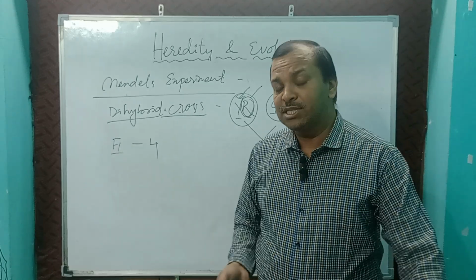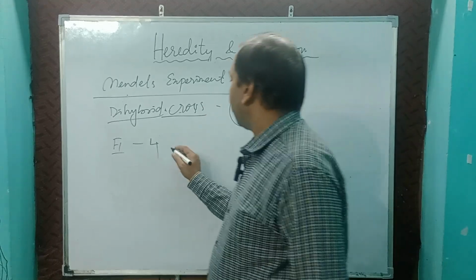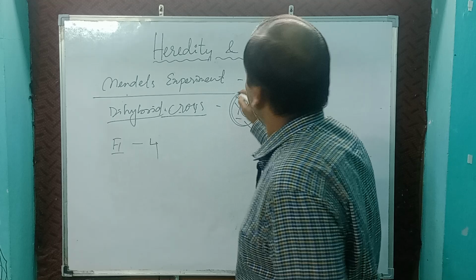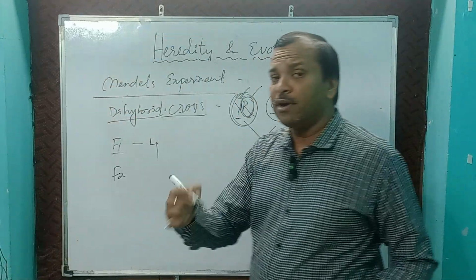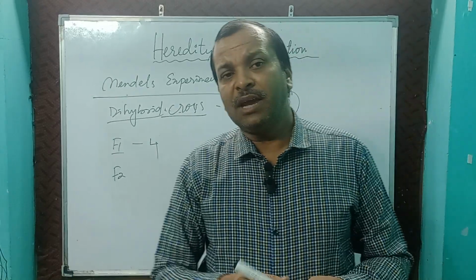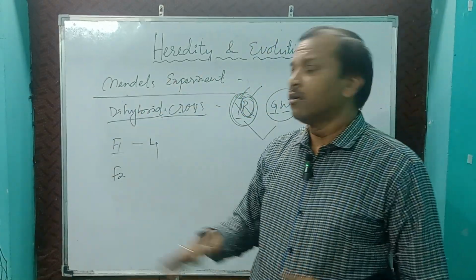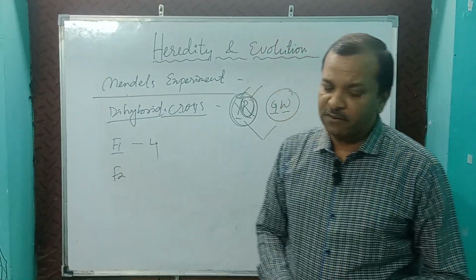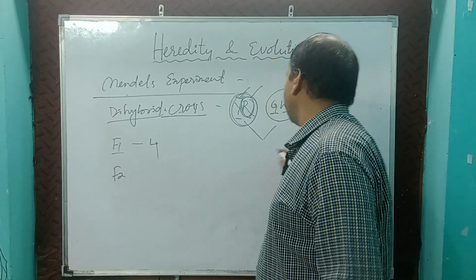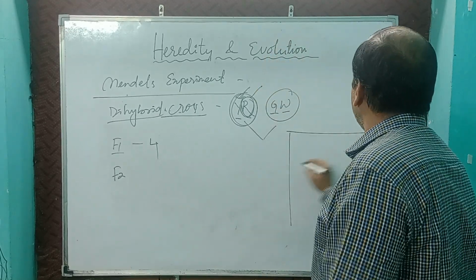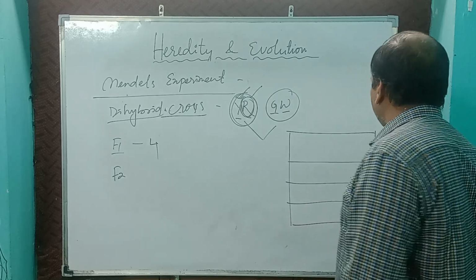Next, when F1 is self-pollinated, again F1 with F1, we get the F2 progeny. What happens from F1 to F2? When we got the F1 progeny, we cross F1 and F1 again to get the F2 progeny. What will we get? We have to remember this table. In your NCERT book, one table is there. You can go through that table.